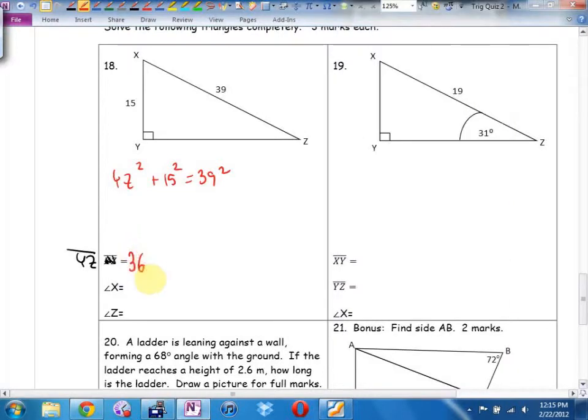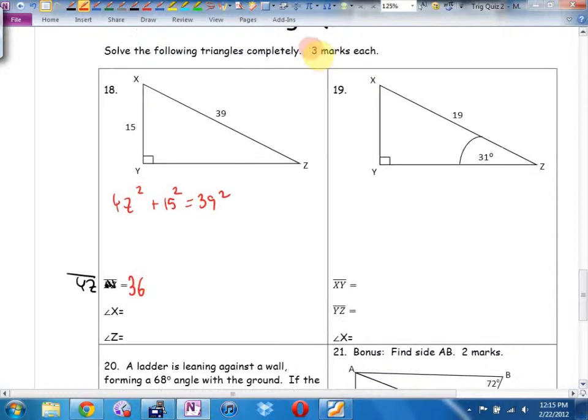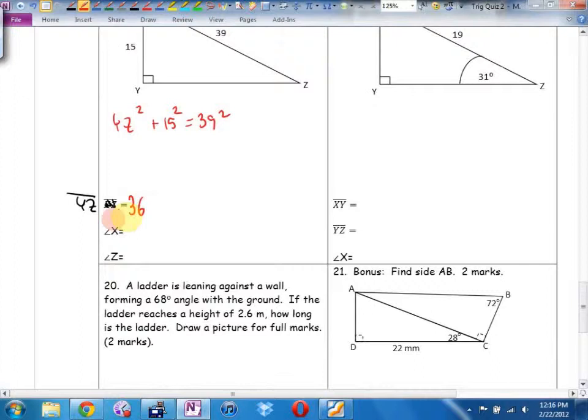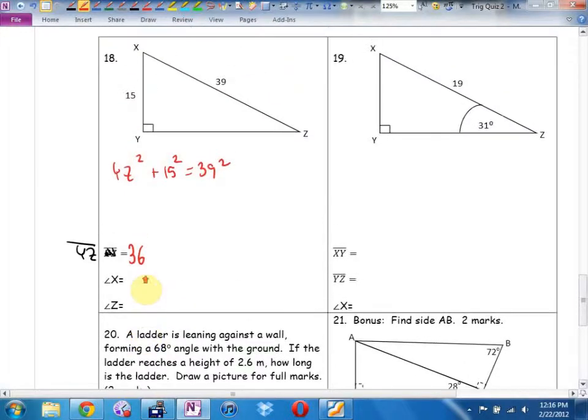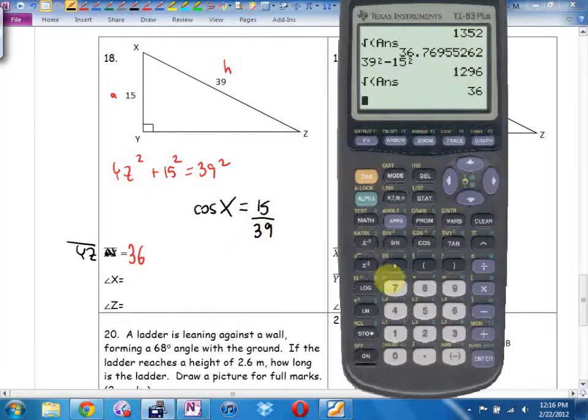36. That gets you, well, Nicole, how many marks is this question worth? How many things are you finding? How about 1 mark for each thing? Would that make sense? Yay, 36. Angle. Angle X. Okay. That's adjacent. That's hypotenuse. Colleen, which trig function? I agree. Cosine of X is going to be 15 over 39. The cosine of X is going to be shift cos of 15 over 39.